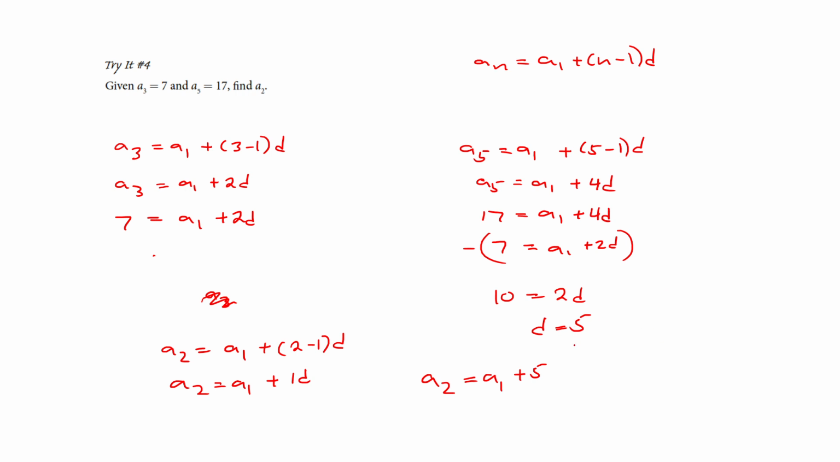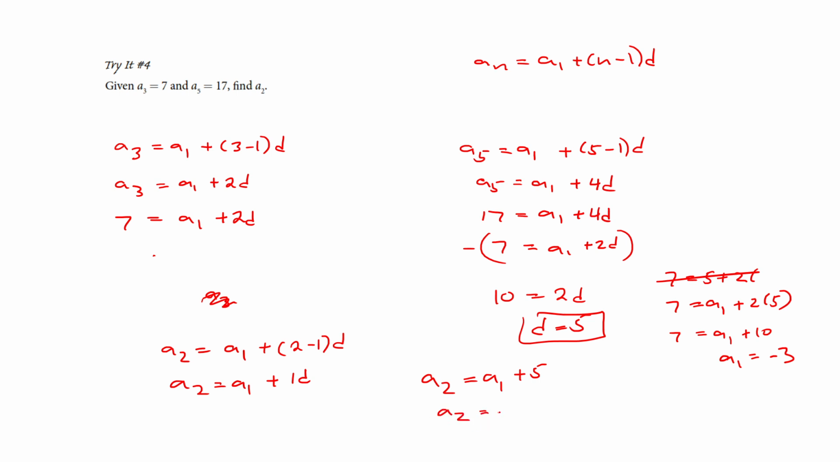So I've got my common difference is 5. I'll use this one. 7 equals A1 plus 2 times 5. 7 equals A1 plus 10. So our first term was negative 3. Again, the logic of just stepping through would have been easier. But so we're looking for A2. We know A1 is negative 3 plus 5. And so A2 must be 2, which we could see if you just thought it through, what a sequence is.